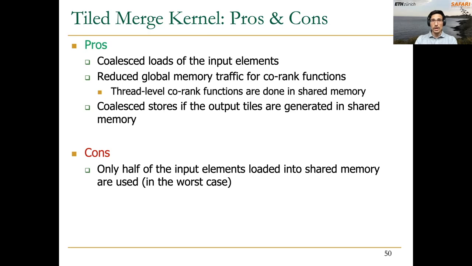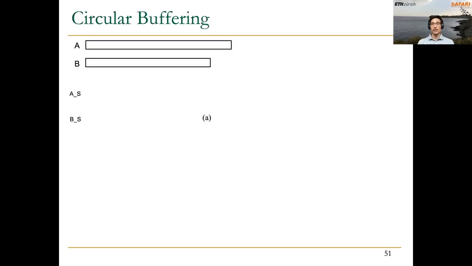So that's why we want to propose a more sophisticated mechanism to keep the tiles in the shared memory that is based on circular buffering. It's a more complicated data structure, but as you can see, it's going to give us further efficiency in the memory accesses, because it avoids having to reload elements that were previously loaded into the shared memory. So let's start from arrays, lists A and B in global memory.